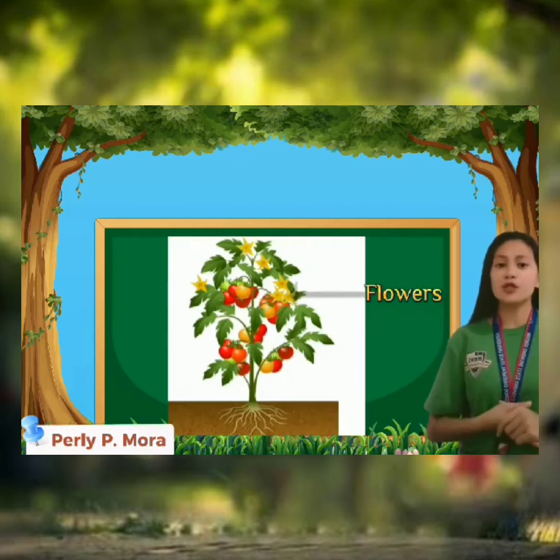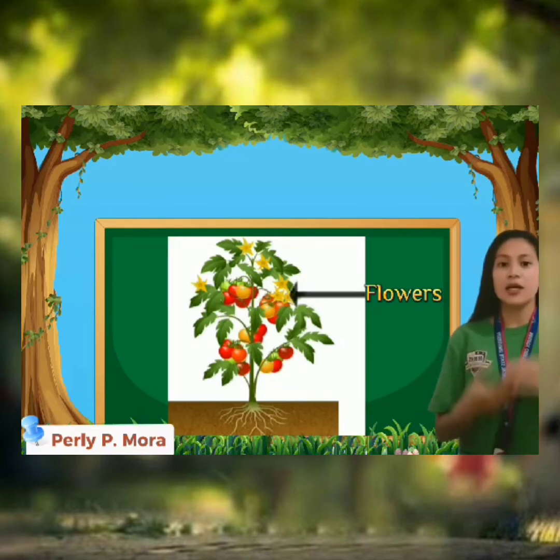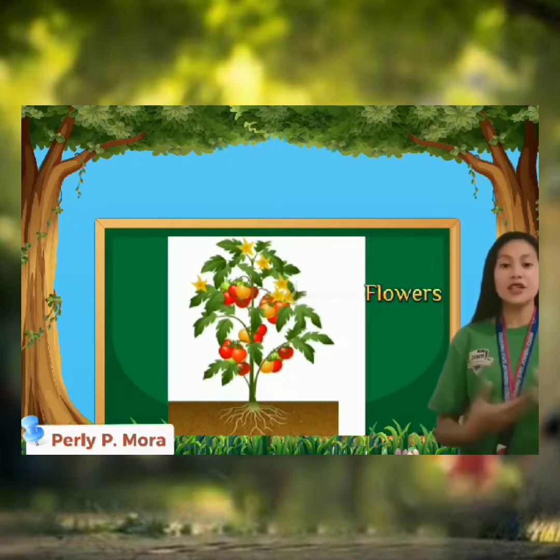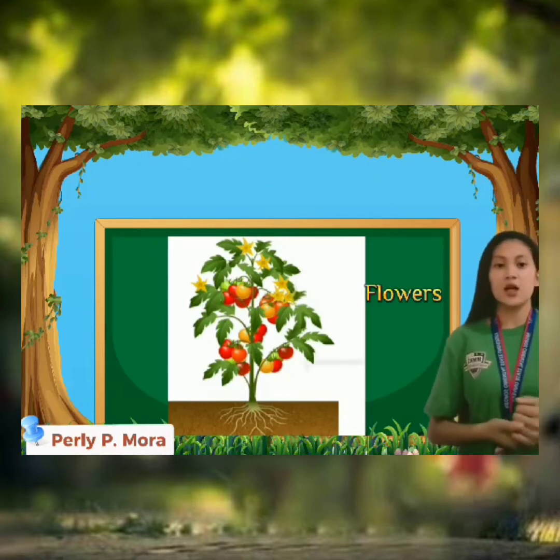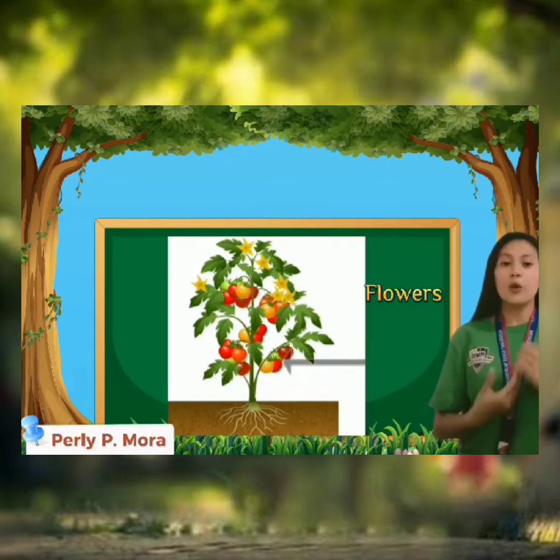A flower's purpose is to carry out sexual reproduction in plants by creating male and female gametes. Flowers guarantee that gametes will fertilize to produce seeds, which will aid in plant reproduction.